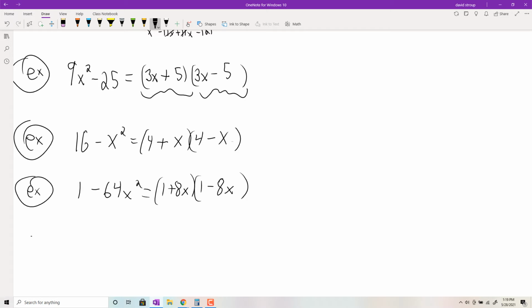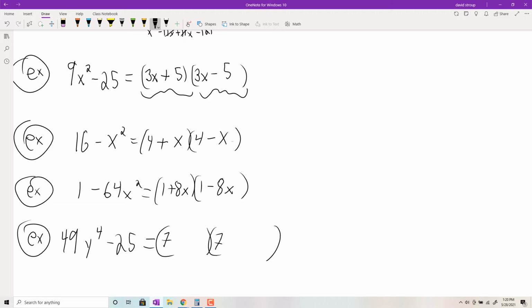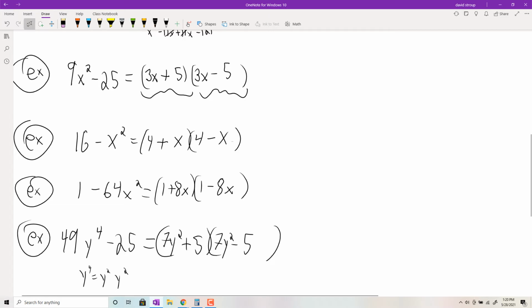Okay. And then we could even look at ones where we have higher exponents rather than just using x squared. You could literally have something like 49y to the 4th minus 25. So for the 49 part, 7 and 7, right? But for the y to the 4th, what times what will equal y to the 4th? Well, you can go y squared times y squared, right? So you have 7y squared times 7y squared will give you that 49y to the 4th. And then, of course, plus minus, and 5 times 5 is 25.